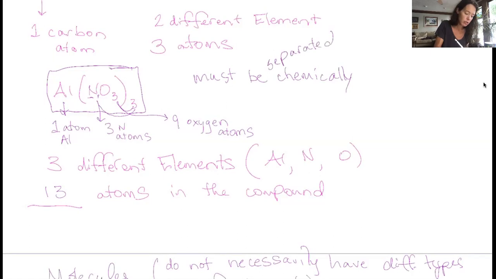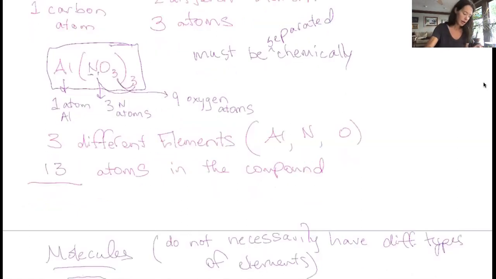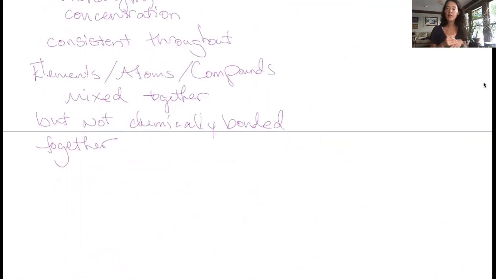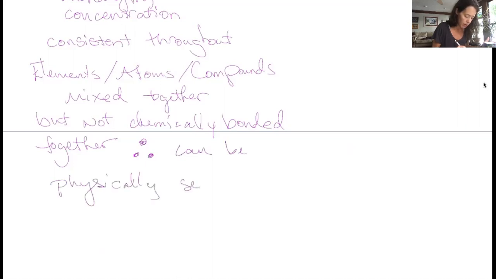I've got to break those bonds chemically. I can't just physically manipulate the compound apart. However, with a mixture, I can separate those apart. We'll talk about that in a minute. And I can physically separate them. Therefore, remember these dots mean therefore, they can be physically separated, okay? And we'll talk about that. That'll be the last thing we talk about.